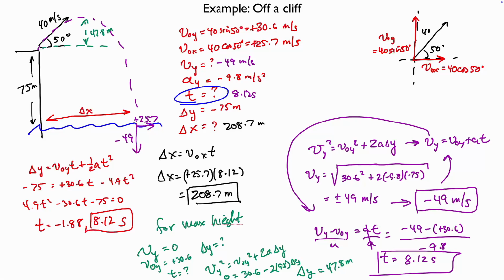How do I stitch these two components back together? It's an x component and a y component, and we are looking for the hypotenuse. Pythagorean theorem, right? This will be the square root of 25.7 squared, plus 49 squared, right? And that gets me 55.3 meters per second.